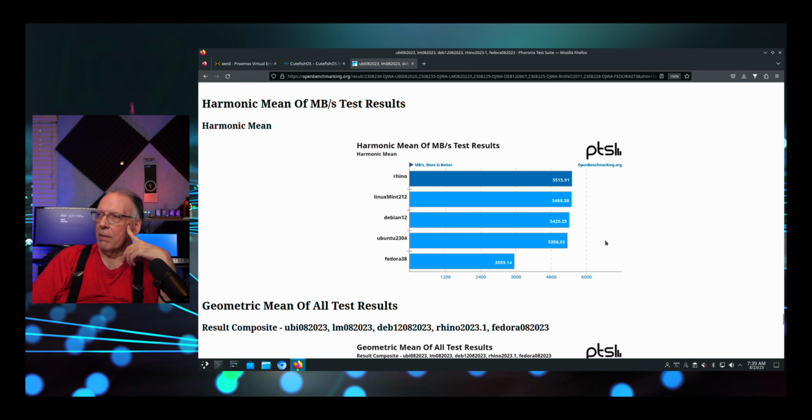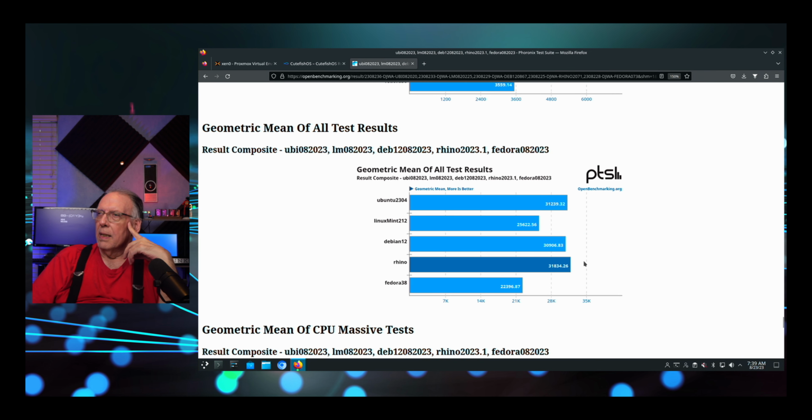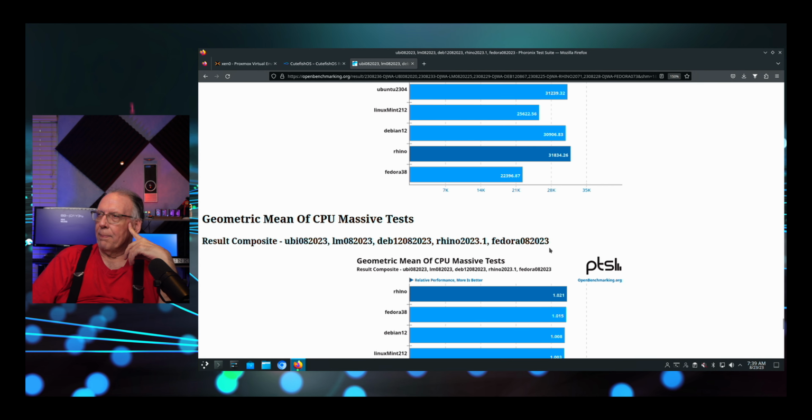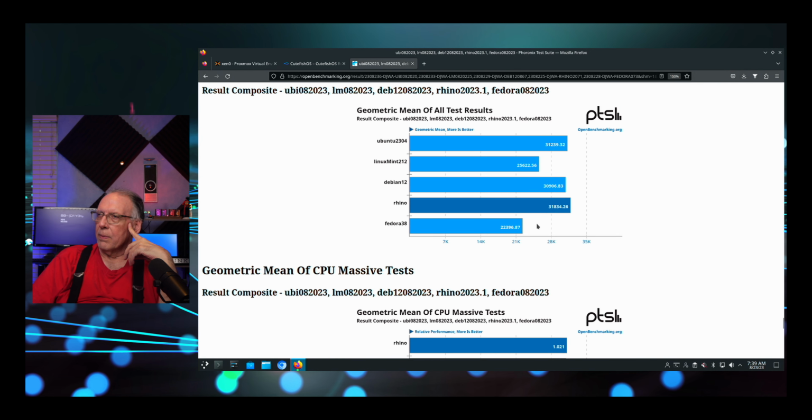Then we have the harmonic mean of the megabytes per second. Rhino is first, followed closely by Linux Mint, then Debian, and so forth. The geometric mean of all the tests, they don't order them here, but it's pretty clear that Rhino was first in this one. Apparently this does not sort the order.